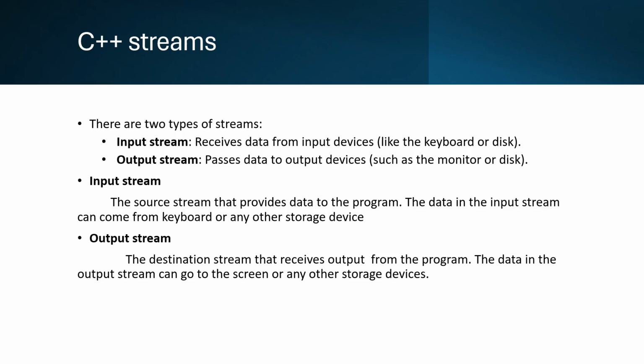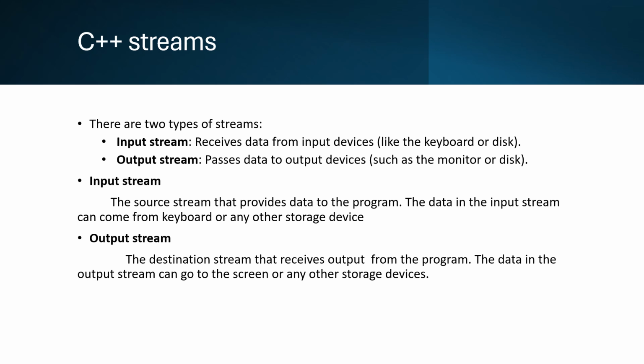In streams we have two types, input stream and output stream. What is the input stream? It receives data from any of the input devices like keyboard or disk, etc. Output stream passes data to output devices such as monitor or disk. So input stream receives input. After that, the output stream takes the received data, which is processed and displayed again to the user on an output device.